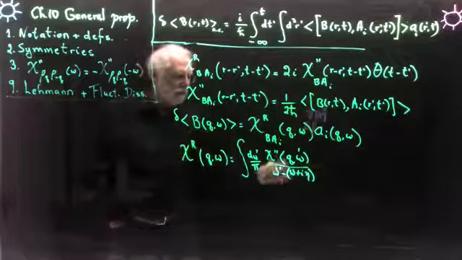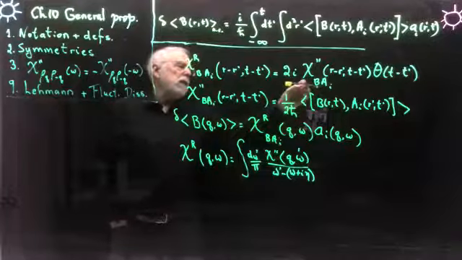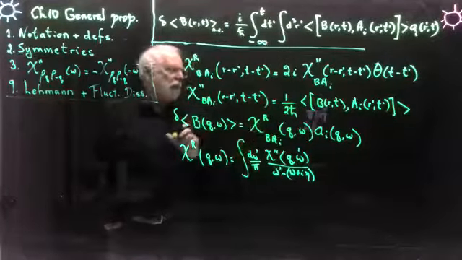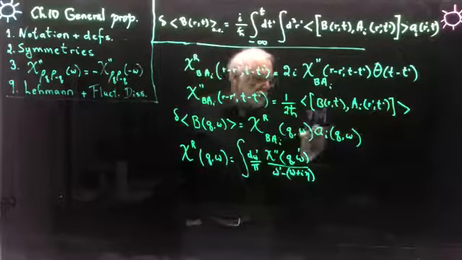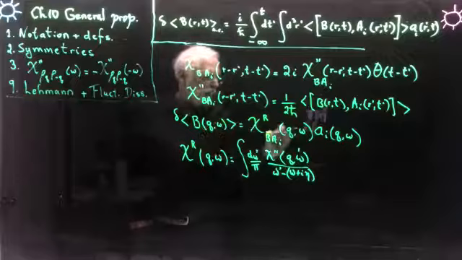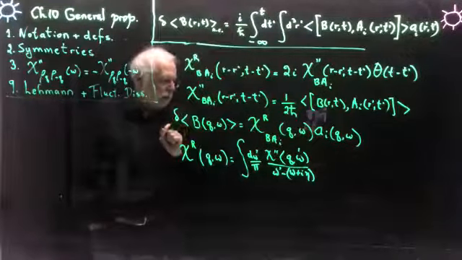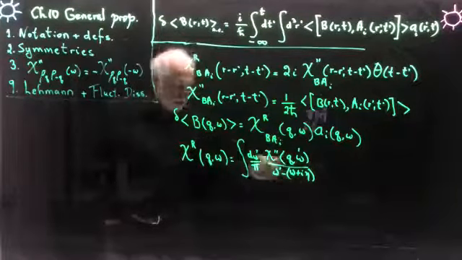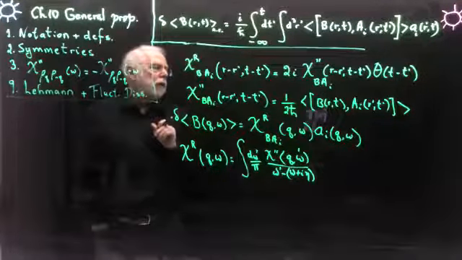So when I look at the retarded response, this here that I substitute here and I get this, you see I have a convolution in R minus R prime and T minus T prime. That's why it becomes just a product when I go to Fourier space. Then this retarded function will have the structure that's expected for a response function.